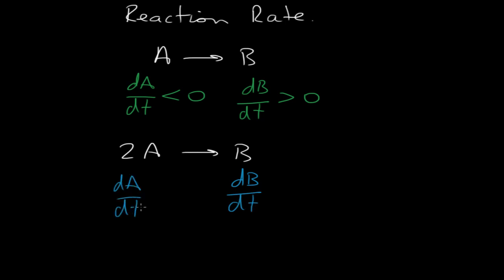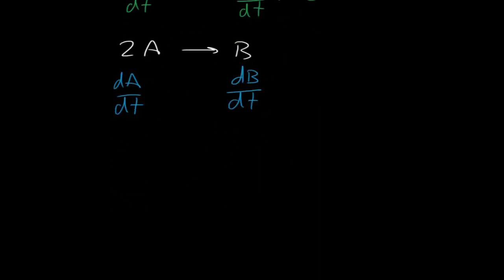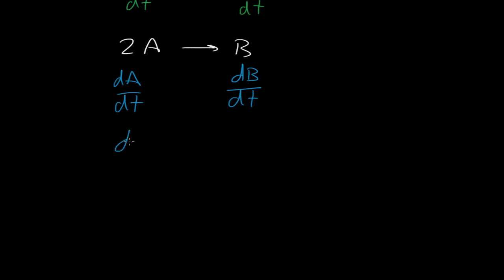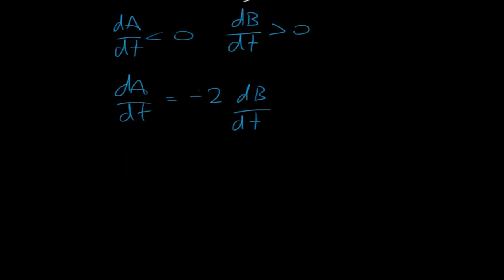The question is now, what's the relationship between these two? Well, because of the stoichiometric amount, it turns out that dA/dt equals minus 2 dB/dt. The reason for that is because for every B that appears, two A's disappear. So that means that A disappears twice as fast as B, and that's why we have that 2 there. The negative sign is just to take into account the fact that B is made and A is consumed.